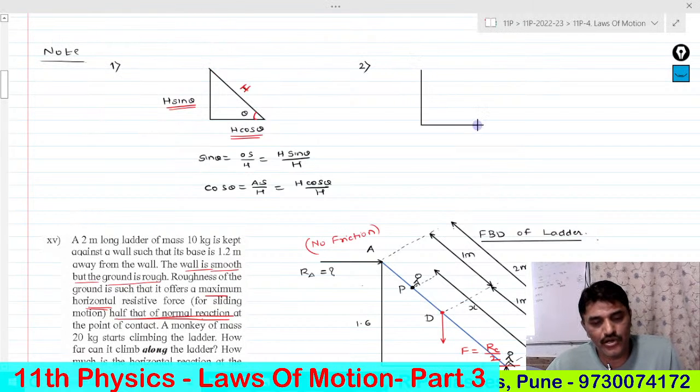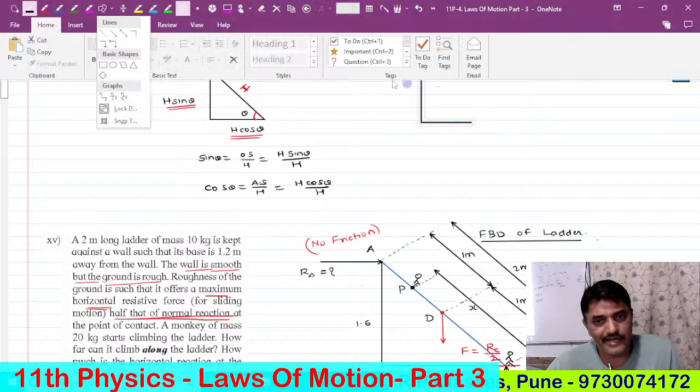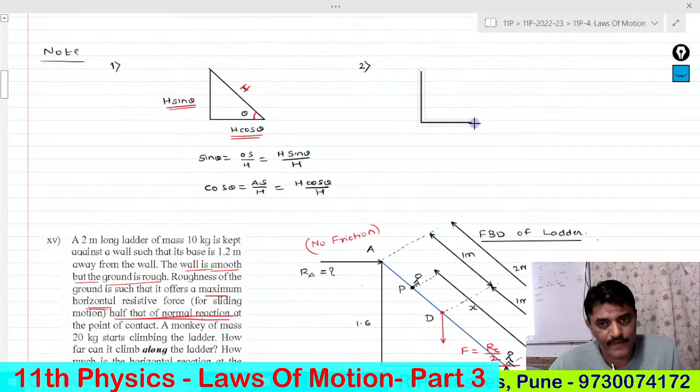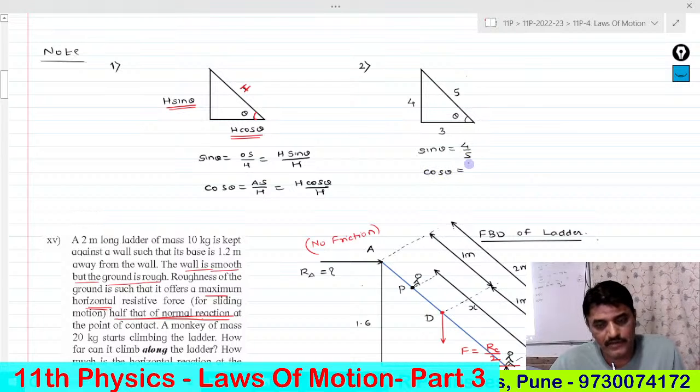you will often come across the triangle like this. This is theta, 3, 4, 5. So what is sine of theta? Opposite side upon hypotenuse, 4 by 5. What is cos theta? Adjacent side upon hypotenuse, 3 by 5. Tan theta, opposite upon adjacent, 4 by 3.